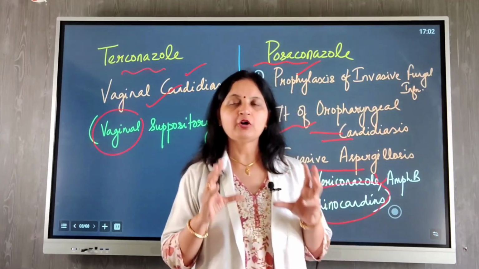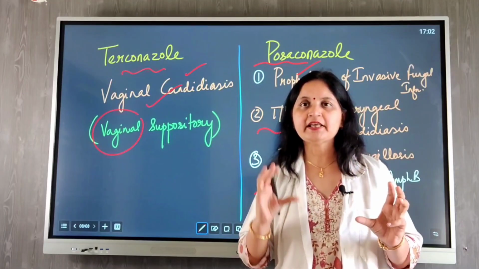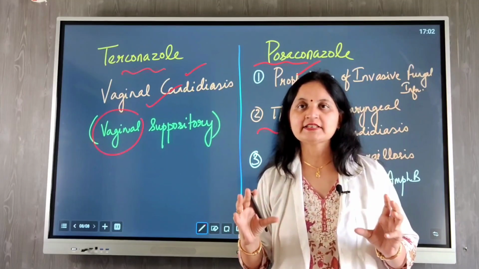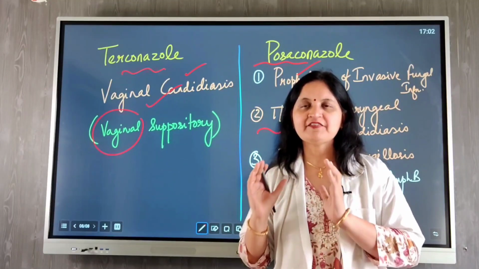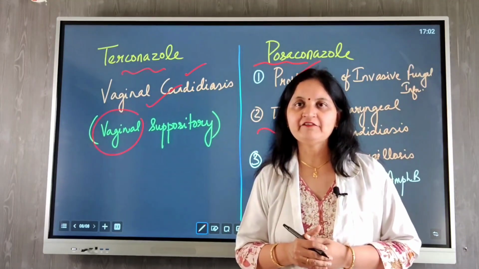So this is all about the azole group of antifungal drugs, which are categorized as imidazole and triazole. We have discussed the therapeutic uses, adverse effects, and antifungal spectrum of the azole group of antifungal drugs.